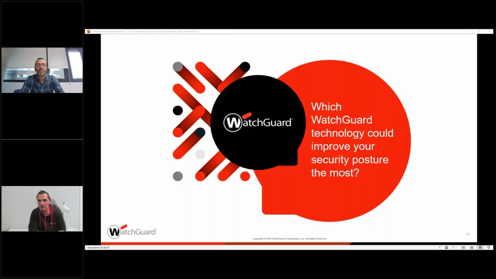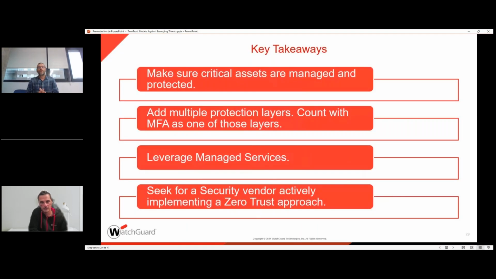Very interesting what we have seen. Thank you. So our last slide, very quickly, takeaways to leave a few minutes for questions. Very easy. Make sure that your critical assets are under control. So you need to know what you are protecting and maintain that in good shape. Layers are important. You need to protect all the different layers as much as possible.